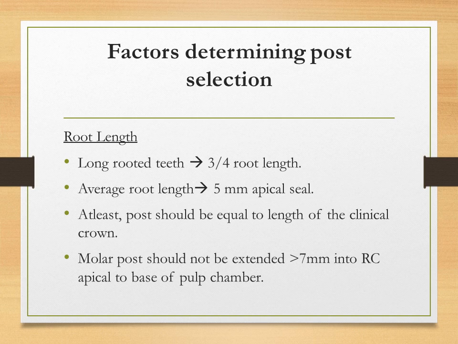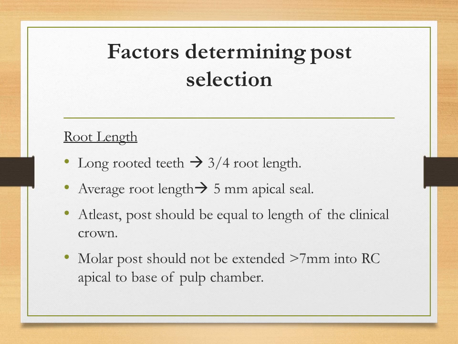In earlier days the concept used to be that the post length should be, in the bare minimum cases, at least equal to the length of the clinical crown. That is no longer the case. We generally like to have a longer post inside the root canal system. And for molar posts, it should not extend more than 7 mm into the root canal apical to the base of the pulp chamber.